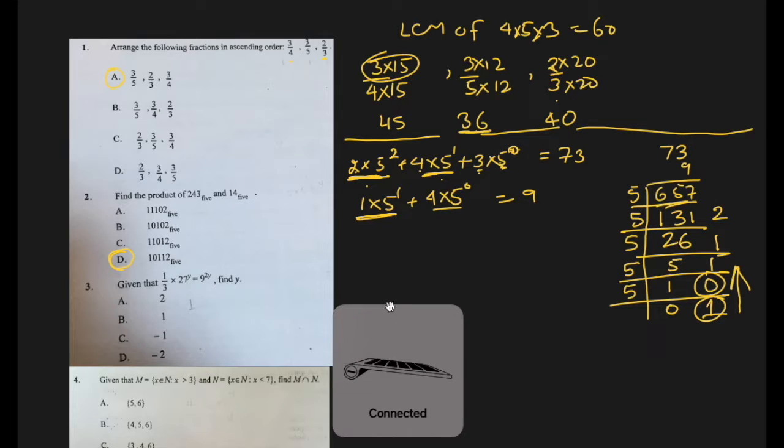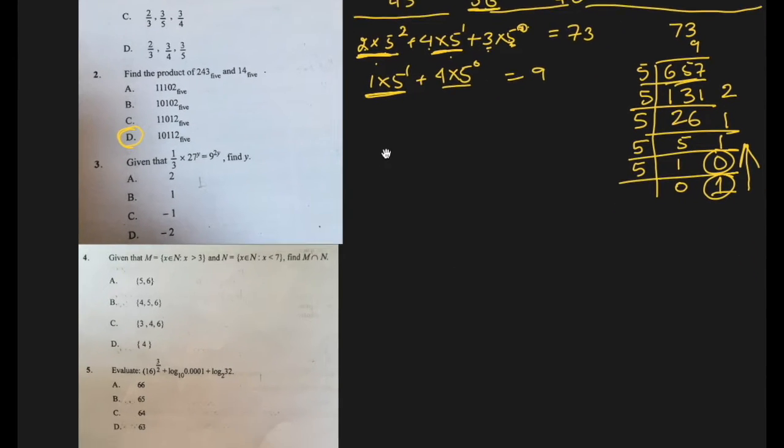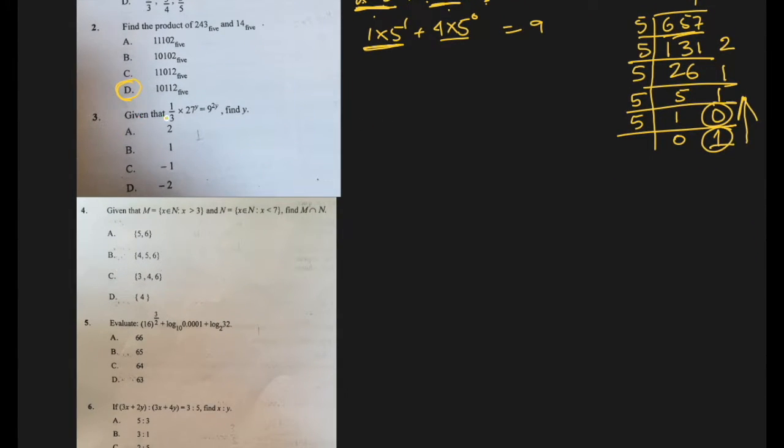Let's talk about question number 3. Given that 1/3 of 27 to the power y is 9 to the power 2y, find y. In such questions, we can see that this is 3. 27 can also be expressed in power of 3. 9 can also be. So that's what we'll do now. We will express them as power of 3.